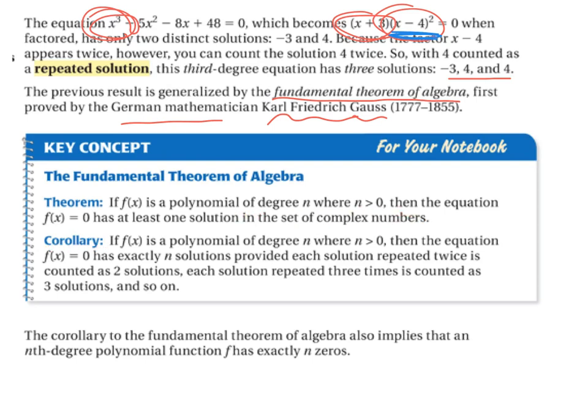Corollary to that, which is just like a secondary rule: if f of x is a polynomial of degree n, where n is greater than 0, then the equation f of x equals 0 has exactly n solutions, provided each solution repeated twice is counted as 2 solutions, just like up here. Each solution repeated 3 times is counted as 3 solutions, and so on. The corollary also implies that an nth degree polynomial has exactly n zeros. So a third degree polynomial has exactly 3 zeros.